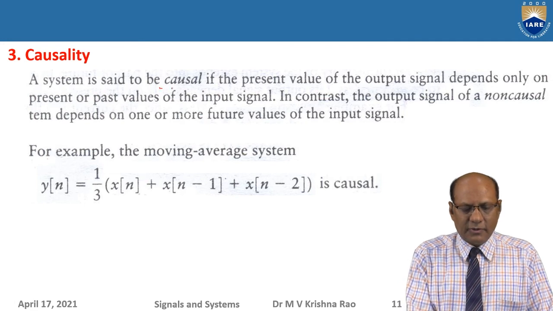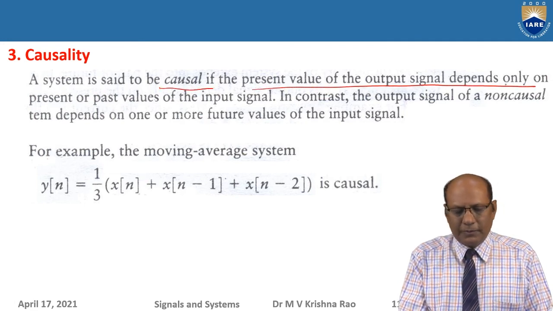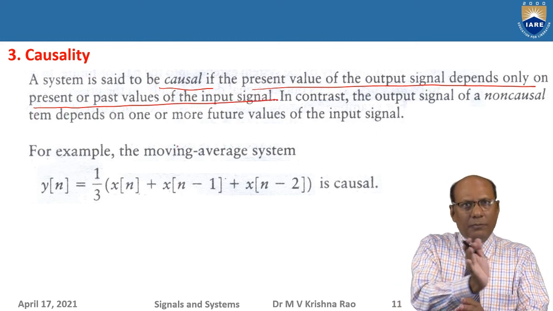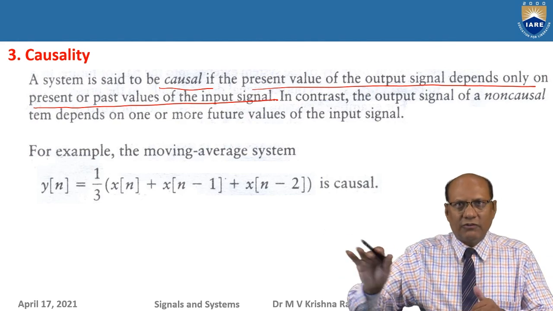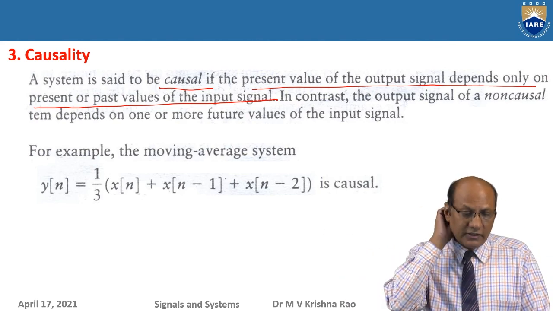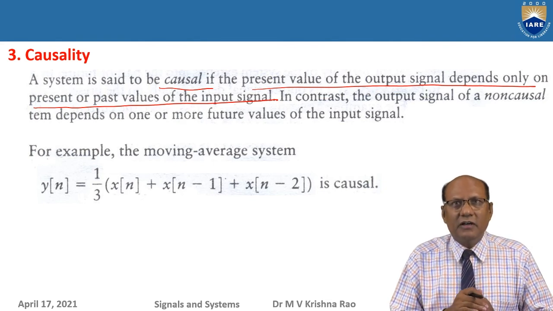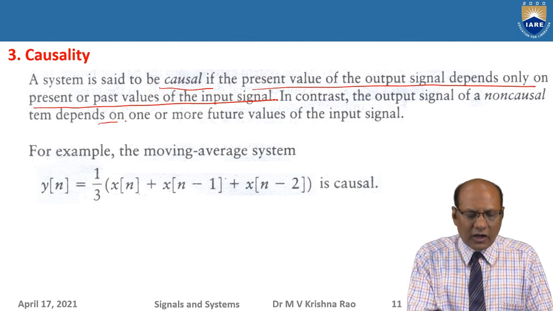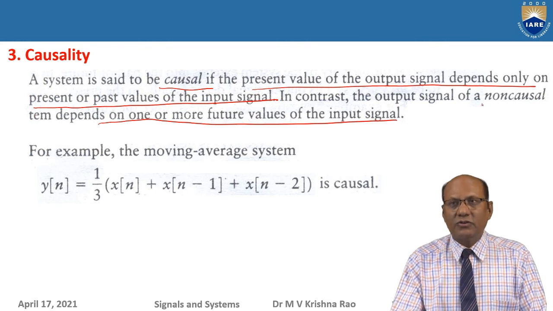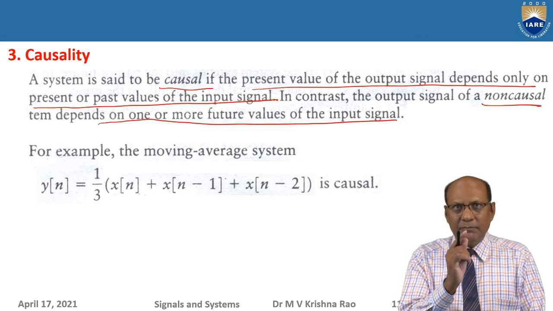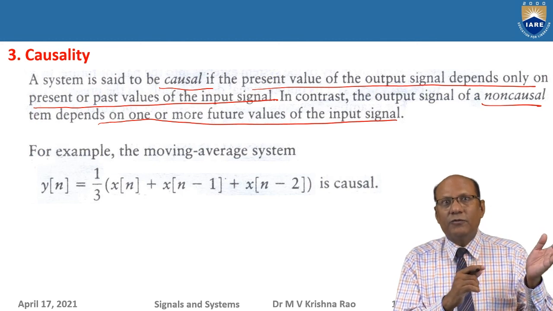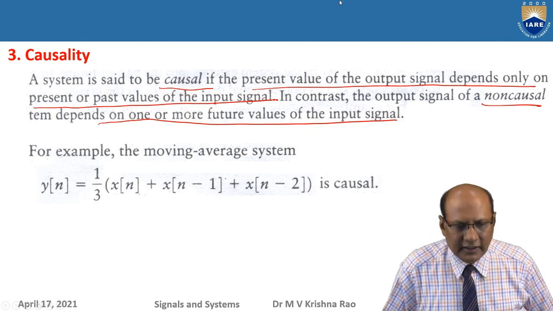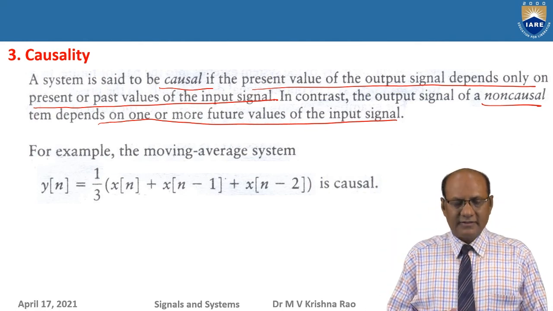Causality. A system is said to be causal if the present value of the output depends only on the present or past values of the input. Present value and all previous values. It is not dependent on the future values. Then you can say that it is a causal system. We have discussed causal signals several times previously. What about the other case? If it depends on one or more future values, then the system is called a non-causal system. At least one sample is taken from the future. So you cannot really realize that kind of system in real time.